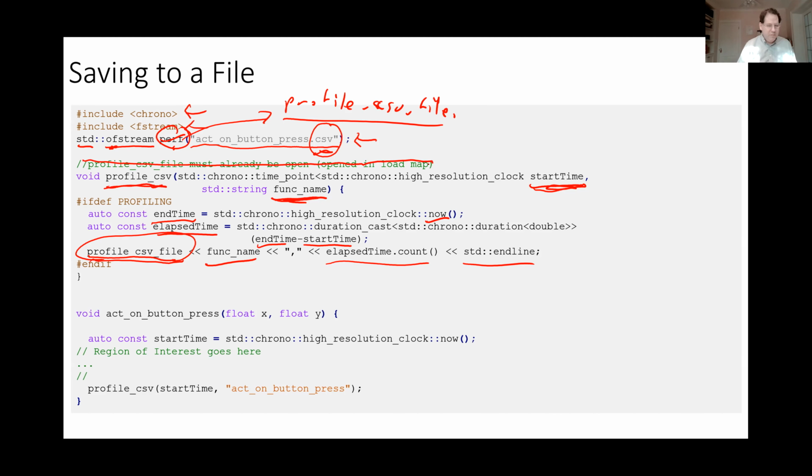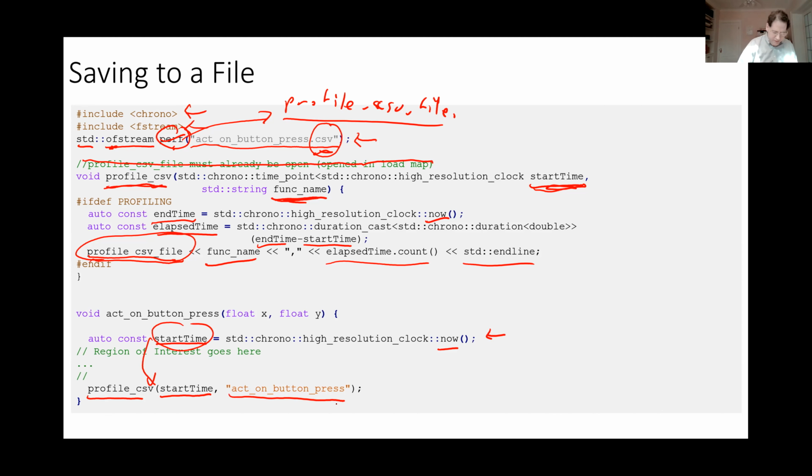Okay, in Acton button press, I already showed you how to time it. With this new function, basically my timing looks even shorter. I get the start time by calling now, and I save that in a variable start time. And now what I need to do at the end of this function is all wrapped up in this nice helper function. It is called profile CSV. I pass it the starting time, which I got here, and I pass it the name of the function, like whatever I want printed to my CSV value.